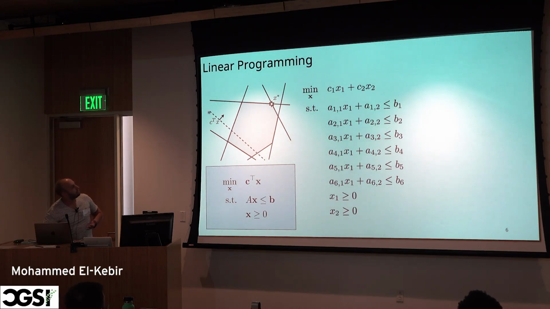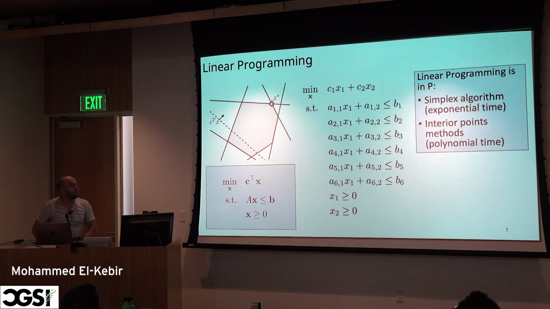So that's this dashed line. It tells you that you want to optimize that way. And you can see over here, this is the optimal solution. So in linear programming, the optimal solution is a vertex of the convex hull. Okay? So it's a corner point.